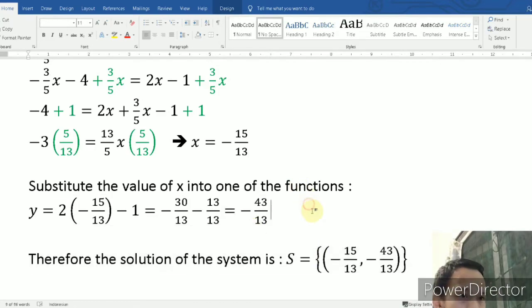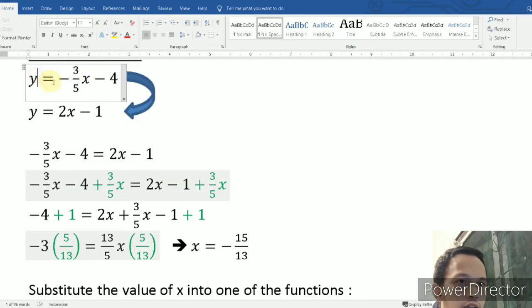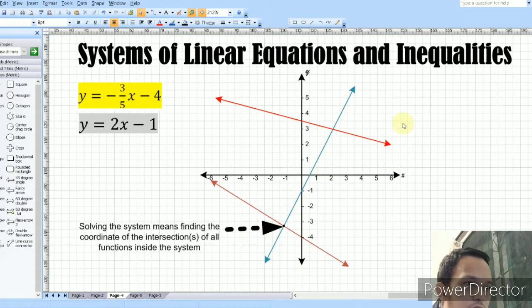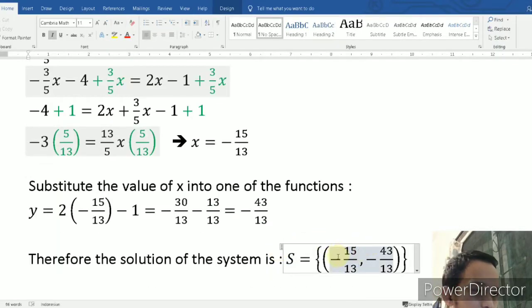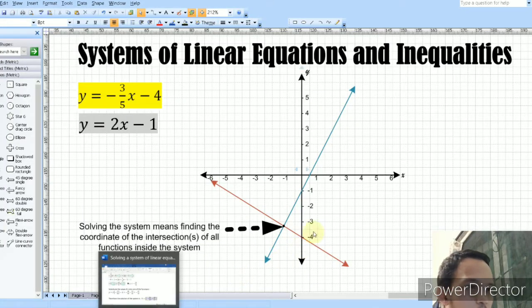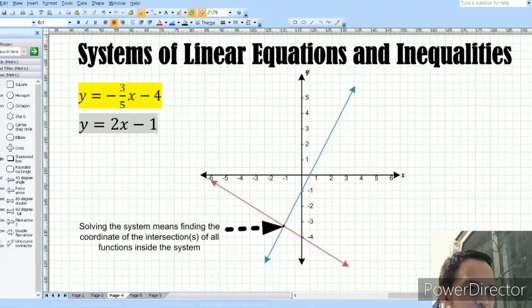So therefore, the solution of the system is, I want you to be careful, S equals, in braces, the coordinate. This is one coordinate: negative 15 over 13, comma, negative 43 over 13. If you notice, I took both these functions from this example. We cannot find the solution by graphing. By using calculation, we can find the ordered pair that satisfies both functions, this intersection, is this one.